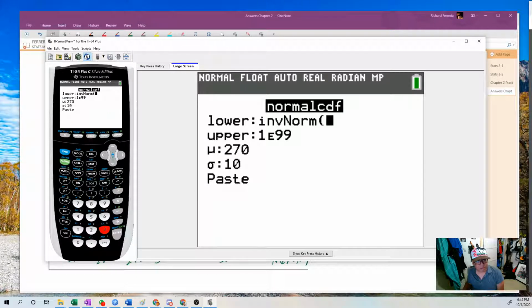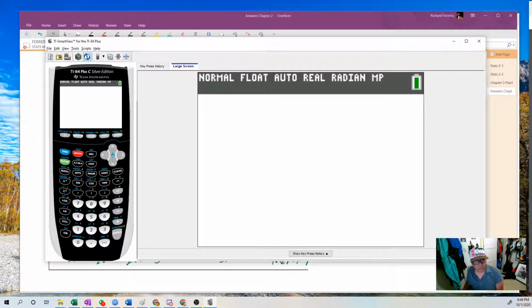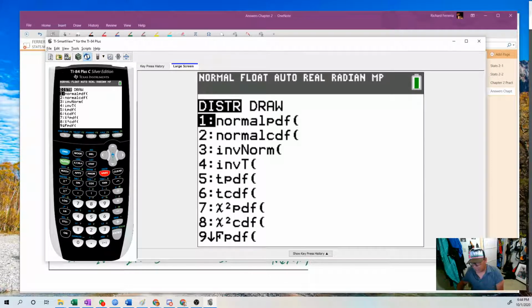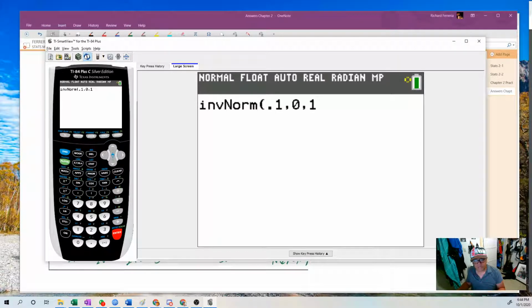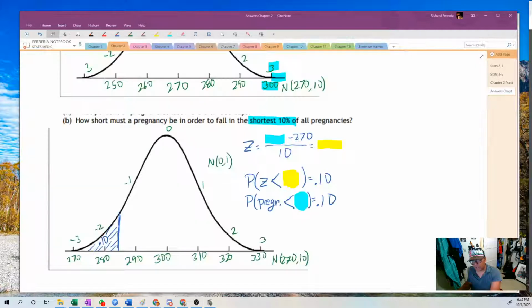Well, apparently I'm all crossed up here. Let's start all over again, and we'll go to second, vars. Number 3 is our inverse norm calculator. We know the area is 0.1. We're going to do the z-score first. That's 0, 1, paste. That gives me a z-score of -1.28. Let's get back over here. And our z-score is -1.28.